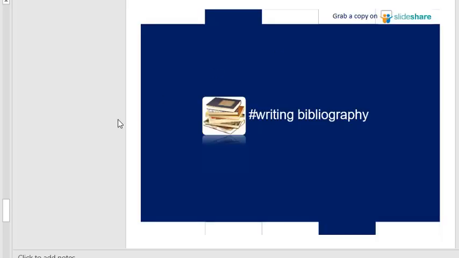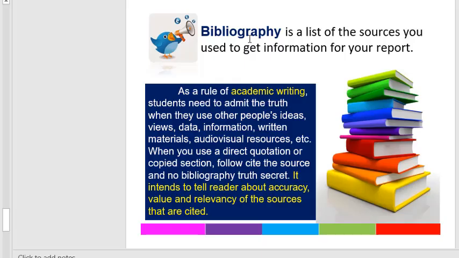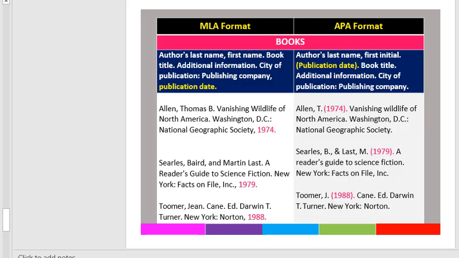Now the next question is how to write a bibliography. To write a bibliography, you should keep these things in mind for a research paper. A bibliography is a list of the sources you use to get information for your report. As we mentioned earlier, you can collect information from libraries, social media websites, different journals and different articles. As a rule of academic writing, students need to admit the truth when they use other people's ideas, and these should be cited. Okay.